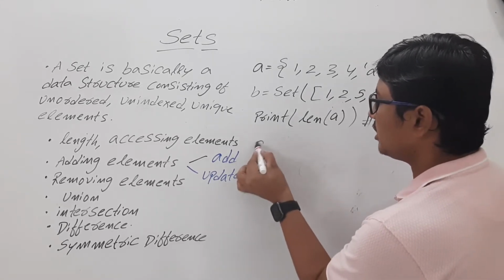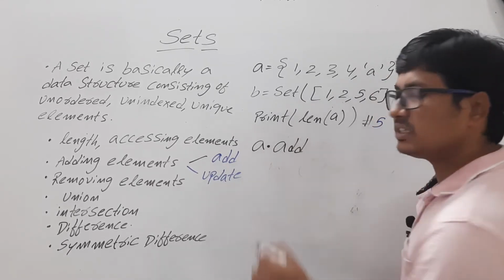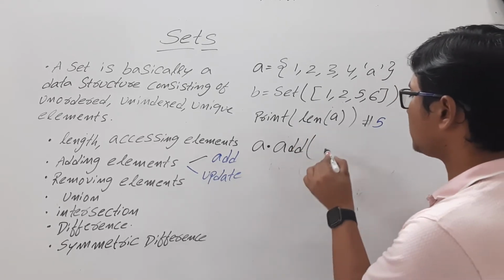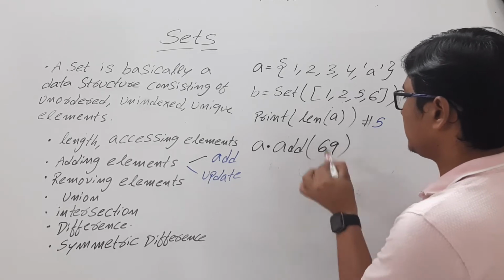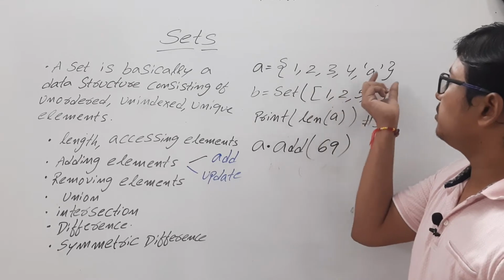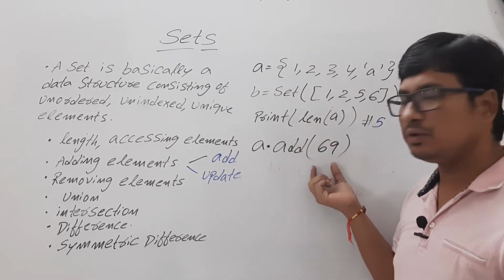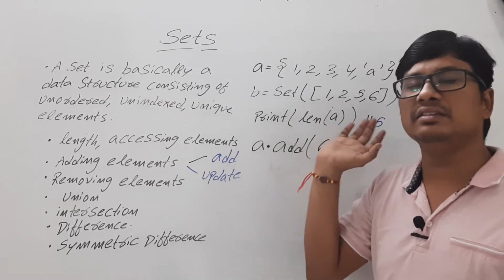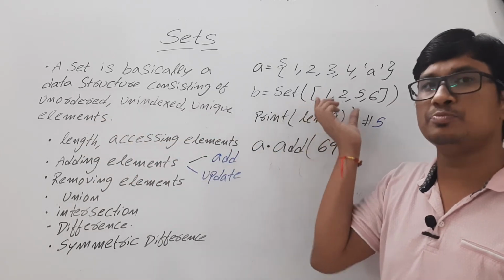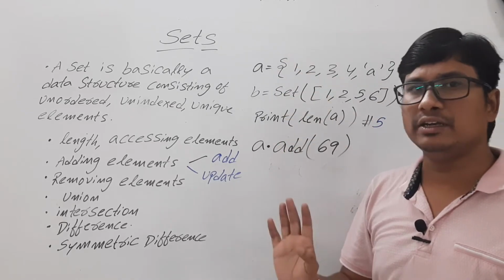You need to write the name of the set, dot operator, add is a function. Then you need to specify which element you want to add. Suppose let me add 69. Currently 1 2 3 4 is there in A, then it will come 1 2 3 4 69 like that. So this 69 will be added in the set. As they are unordered, we do not specify the exact order. Is it clear? So 69 will be added into the set.